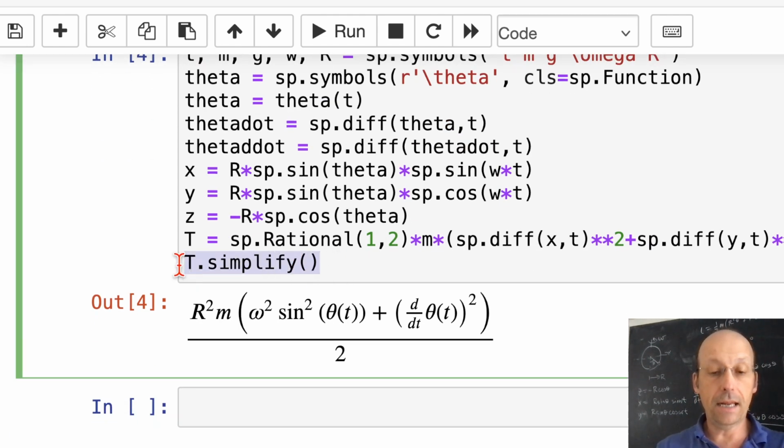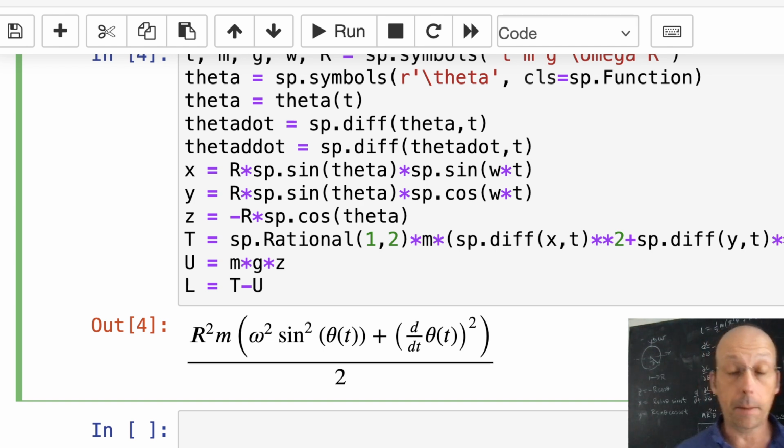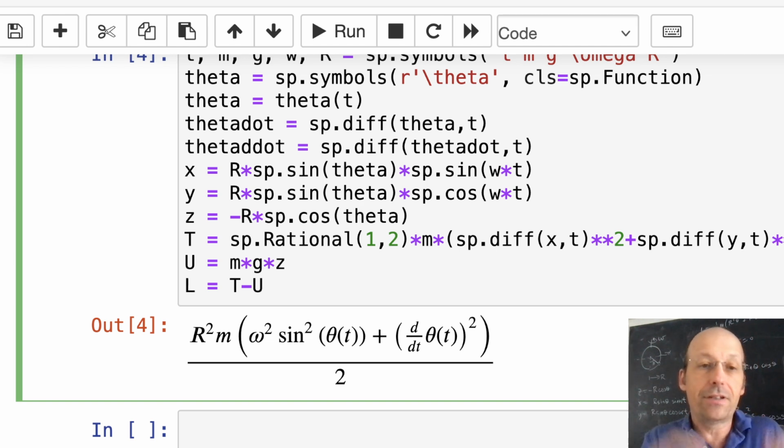That's good. Then I can say U is m times g times z, and L is T minus U. And I can print that if I want to, but I'm not going to. Now I'm trying to just check, right? I've already gone through this in another video.